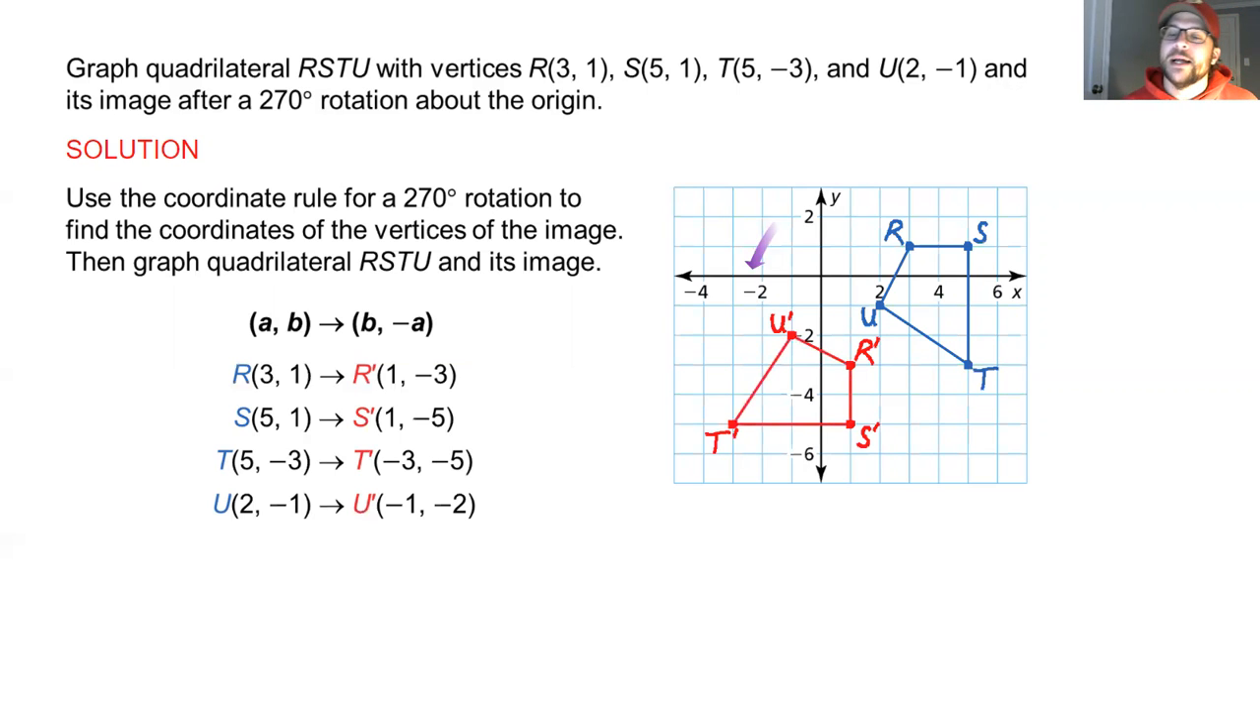Notice how when you connect the dots, this is the exact same shape and the exact same size. These two things are congruent. You're just moving them in a way that is rotated 270 degrees around the origin.